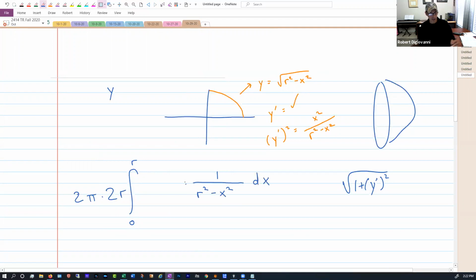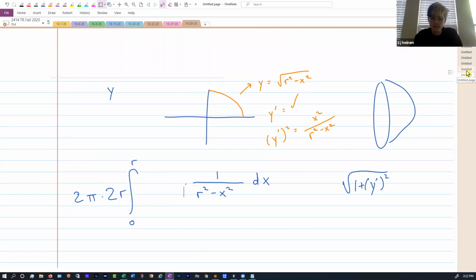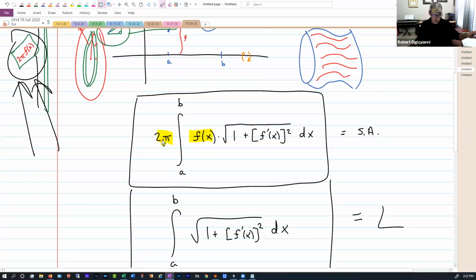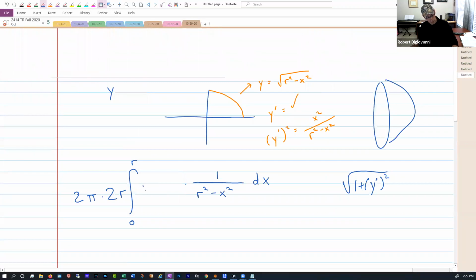But what's going to be sitting in front of this? What's in front here that I have not accounted for? That's different in the surface area. f of x, square root of r squared minus x squared. The formula has the 2 pi accounted for. This has all been accounted for. I still need this, which is the original function. So I just need to put square root of r squared minus x squared.